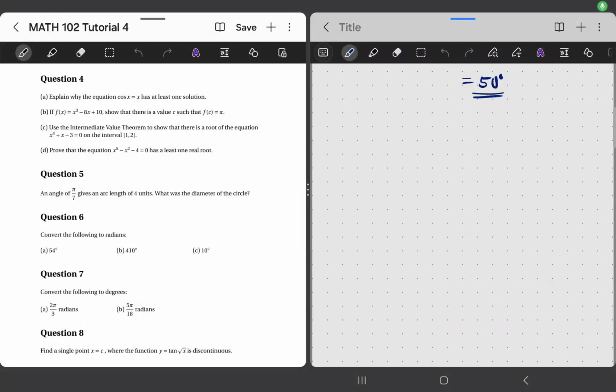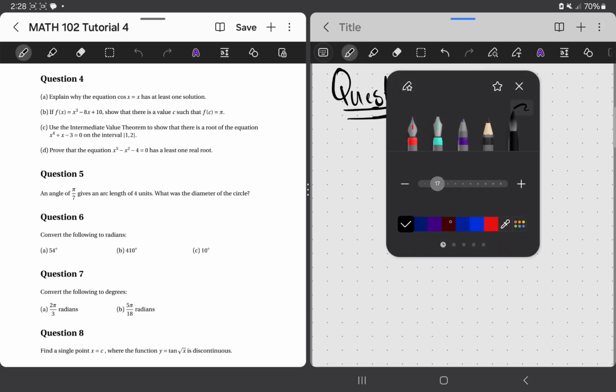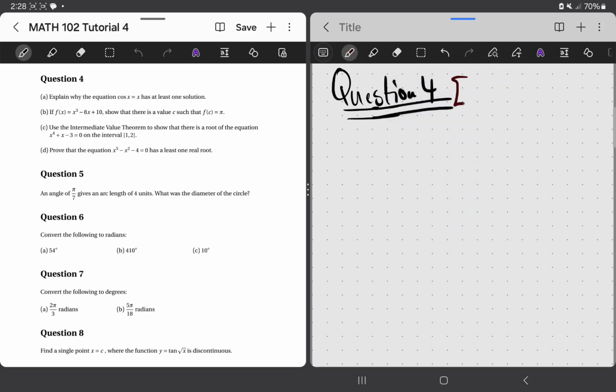Going through question 4. Let's see how it goes. Here's our question 4. 4a says, explain why. So the whole of question 4, just from what I'm saying, is going to be based on the intermediate value theorem.